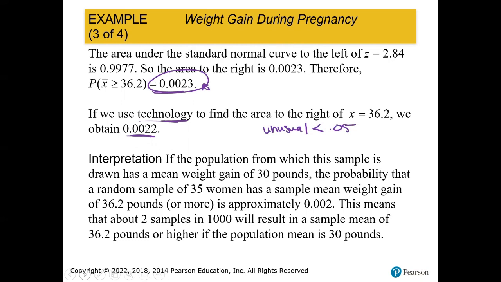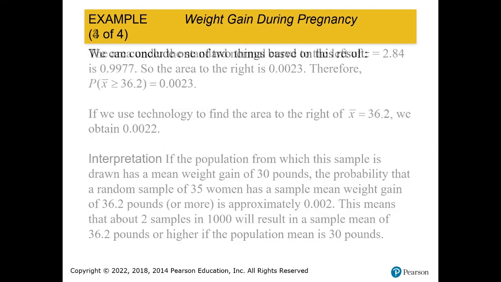What does it mean? If the population from which this sample is drawn has an average of 30-pound weight gain, the probability that in a random sample of 35 with a sample mean of 36.2 pounds or more would be approximately 0.002. 0.002 is 2 1,000ths. That means 2 out of every 1,000 would be that average. That is not common at all. That is unusual.